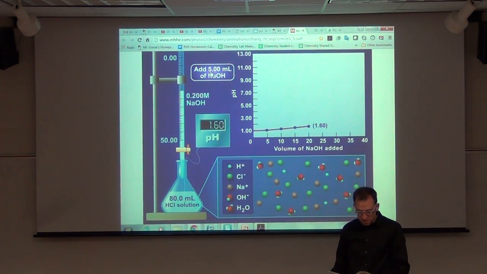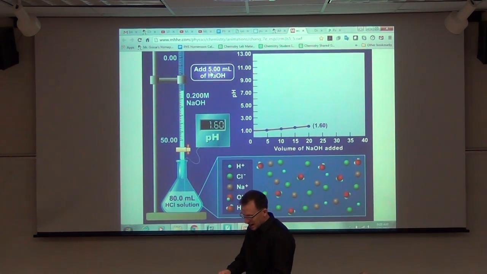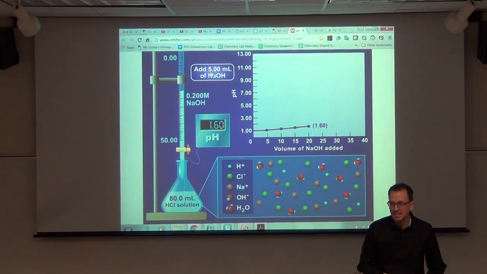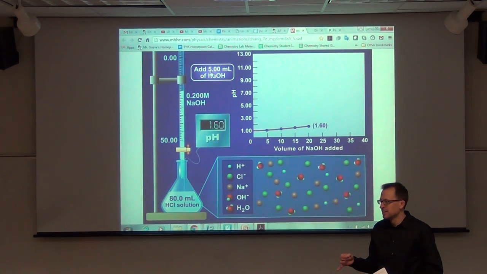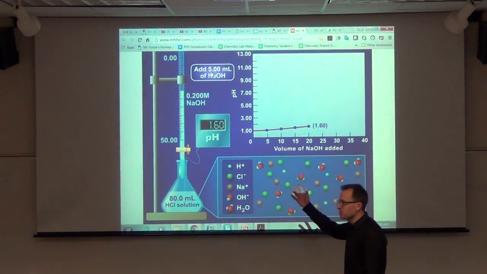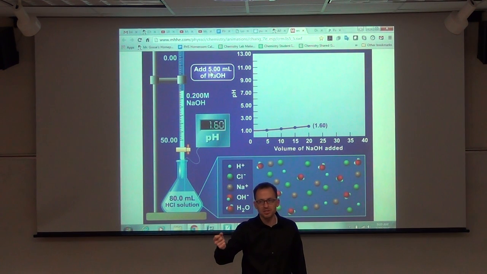M1V1 equals M2V2. What I would suggest, because you're going to hand this in and you're going to get it back, is to write above the equivalence point: MAVA equals MBVB. That's how you could figure this out without doing the simulation. Like on a test, I could ask, how much volume did I need to add to reach the equivalence point? I wouldn't ask what's the equivalence point pH? For a strong acid and base, it's going to be 7. That's not a good question any longer.